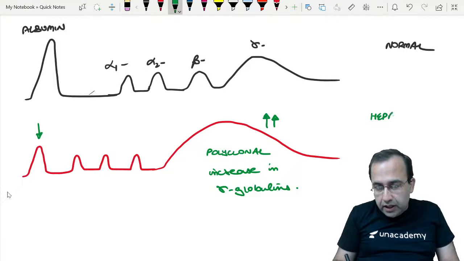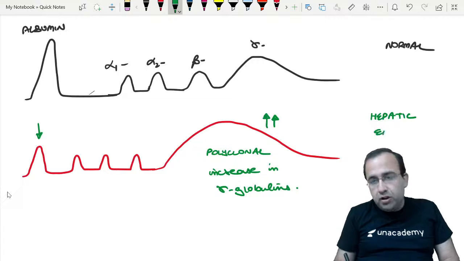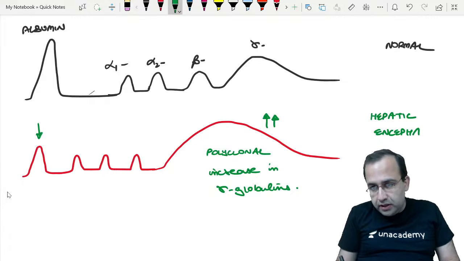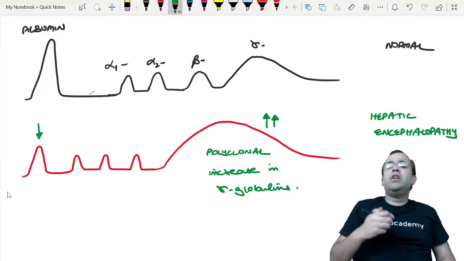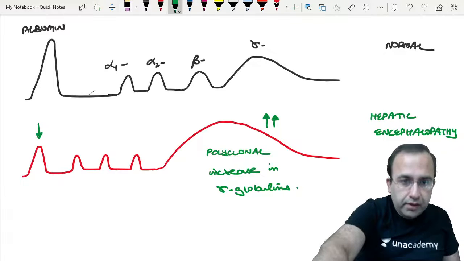Diagnosis: hepatic encephalopathy. A very common mistake that students make is they call it multiple myeloma. This is not. This is a case of hepatic encephalopathy. Next.